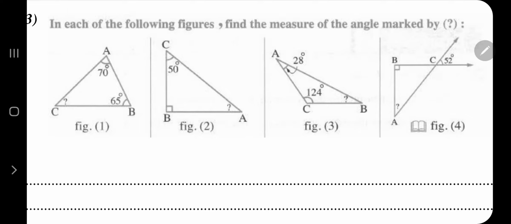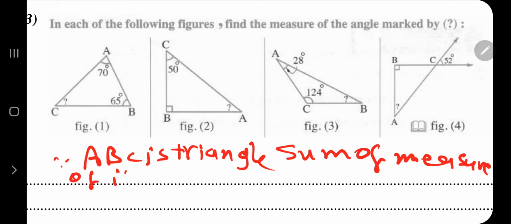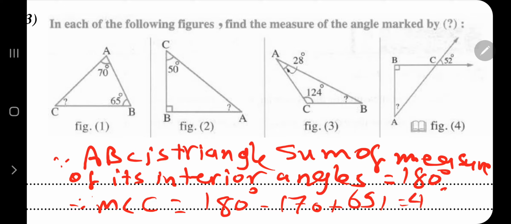To write it as a proof: since ABC is a triangle, the sum of the measures of its interior angles equals 180 degrees, then the measure of angle C equals 180 minus (70 plus 65), which is equal to 45. By the same way, this is 90. I will get ABC. What about figure number 4?